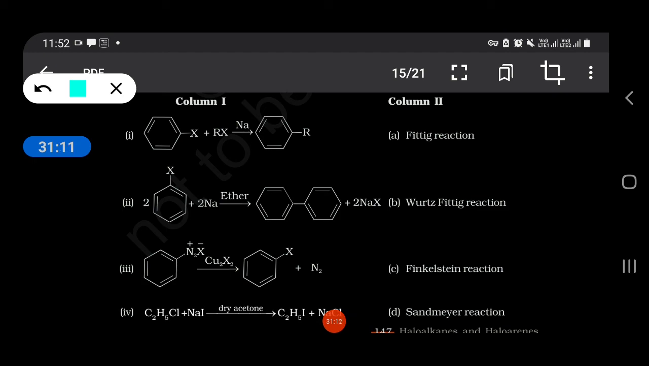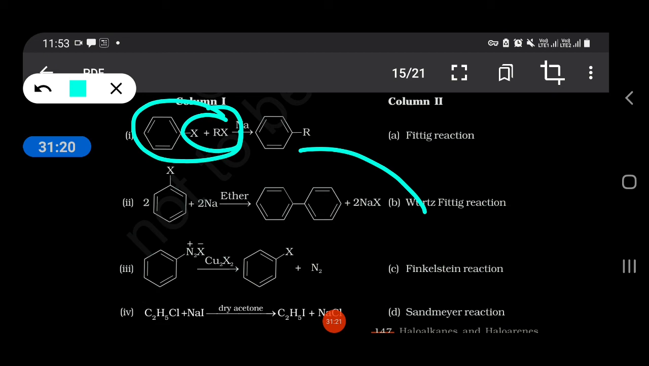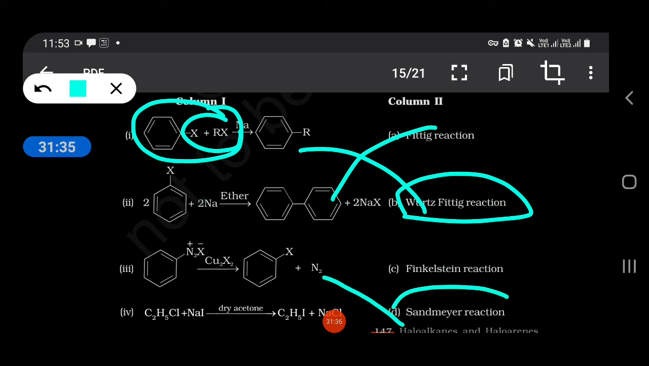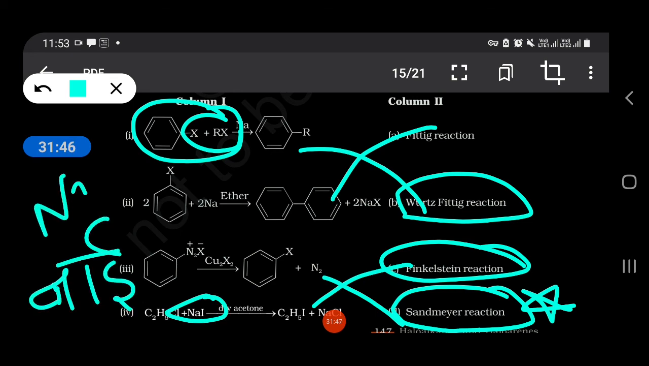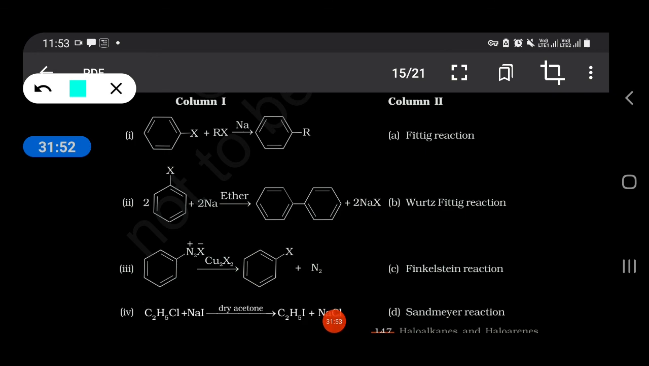Our first one is the Wurtz-Fittig reaction, where you can see alkyl halide and aryl halide undergoing coupling. Then here it is the Fittig reaction, and here you can see this is Sandmeyer's reaction, a very important one, and then this one is Finkelstein. Just learn it by NaI, fickle-minded NaI.